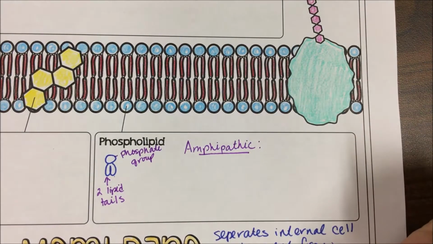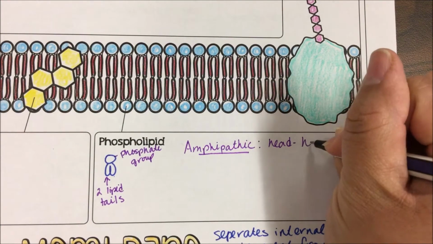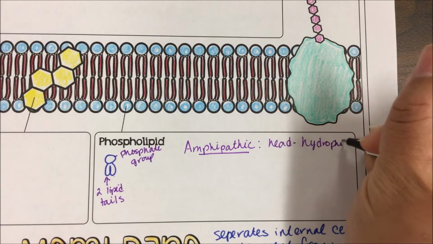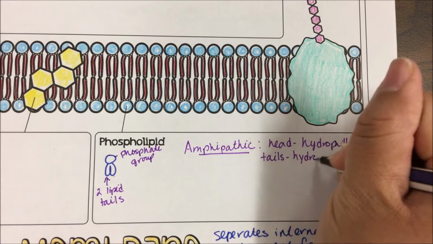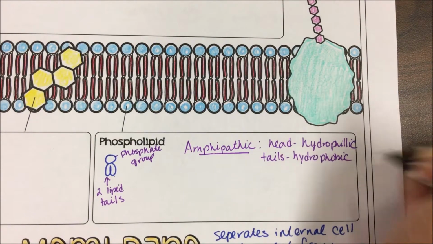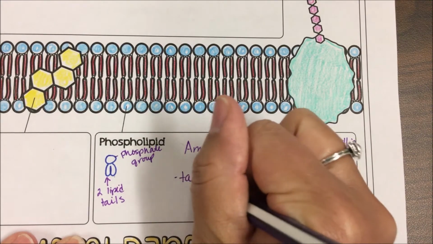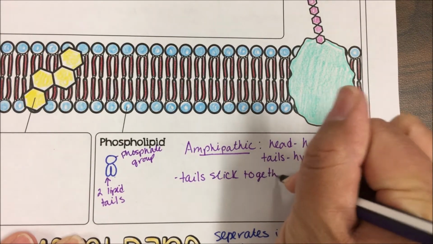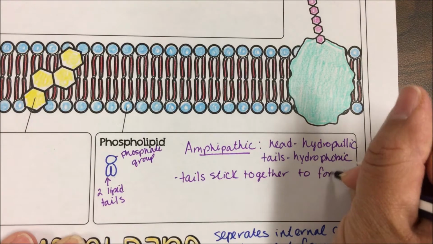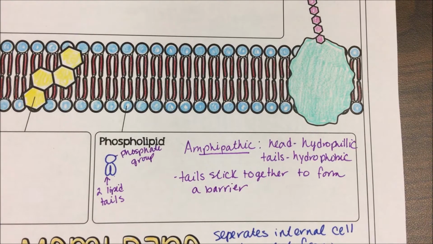Okay, so amphipathic means that you have two different polarities there. Okay, so the head itself is hydrophilic. The tails, because they're fatty acids, are hydrophobic. And so this gives the cell membrane really special properties. It allows certain things to come in and out, and then the tails like to stick together. And so because they stick together, it ends up forming a barrier.